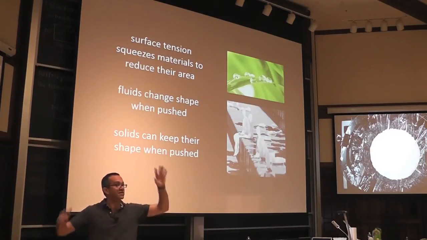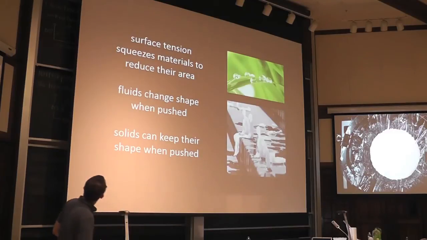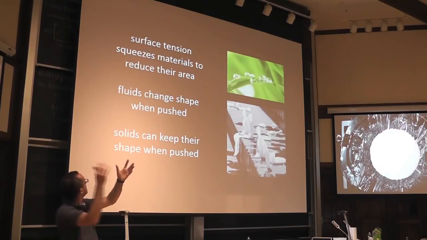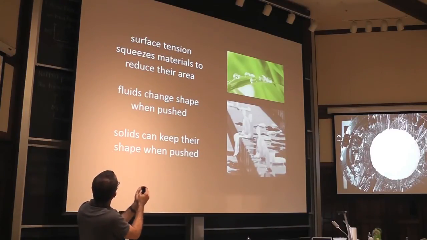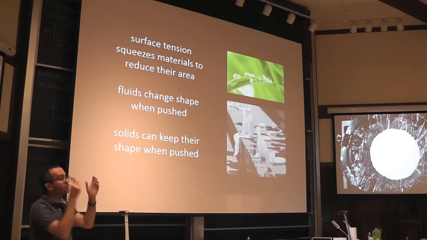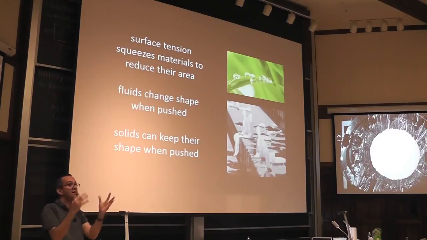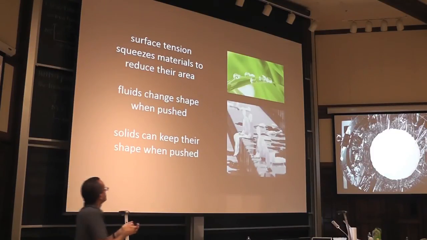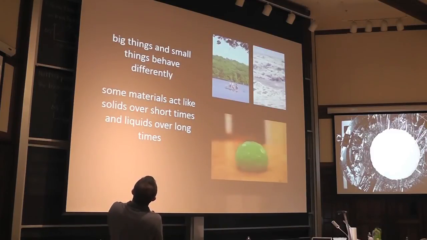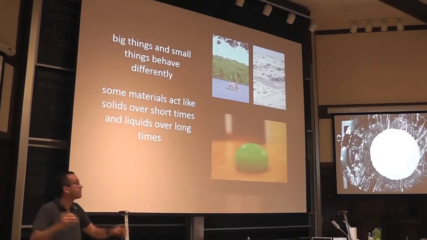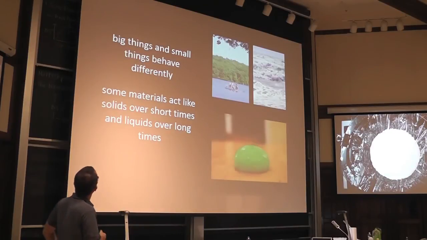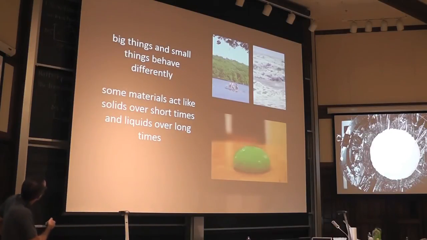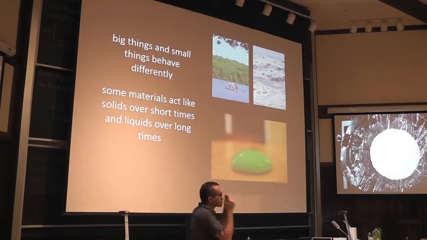Let me just summarize the key points to remember, okay? First, we talked about how surface tension squeezes on materials to make the surface smaller, and that's why small drops round up. Fluids can change their shape when they're pushed, while solids like to keep their own shape when they're pushed. Then a bigger, more important lesson for all of physics and chemistry, not just for the squishy stuff, is that big things and small things behave differently, okay? And another important general point is that some materials act like solids over short times and liquids over long times, okay? So those are the things to remember.